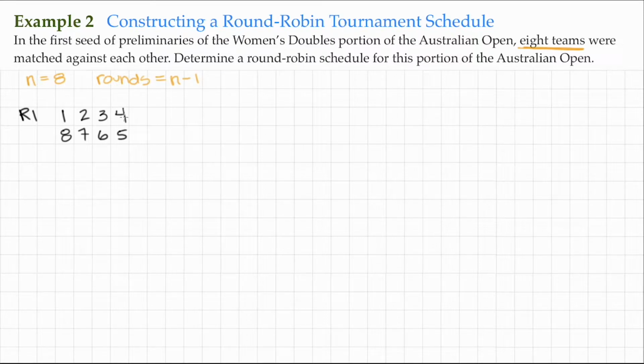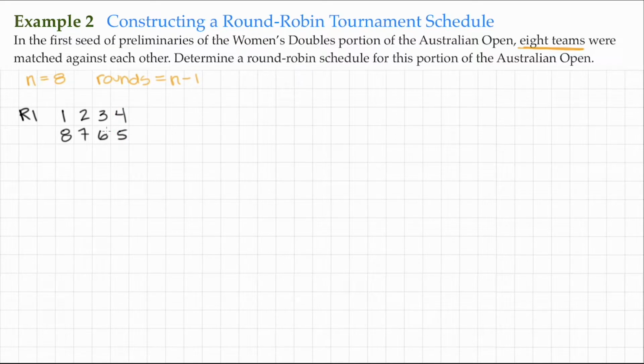So what does this mean? It means that teams 1 and 8 will be matched up for the first round. Teams 2 and 7 will be matched up during the first round. Teams 3 and 6 will be matched up for the first round, or it could be individuals. It doesn't have to be teams. And then teams 4 and 5 will be matched up in the first round.